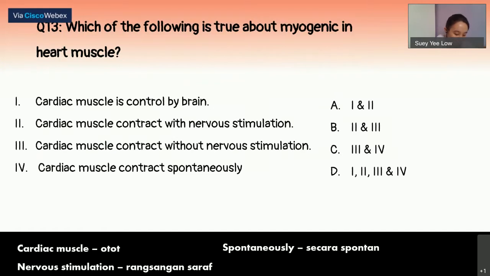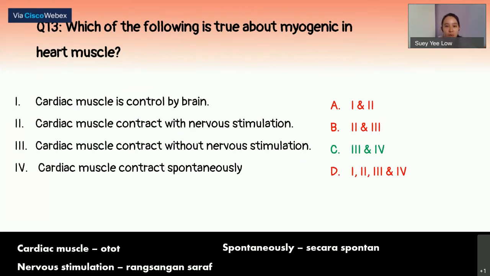So which one will be the answer? Okay, let me tell you, the answer will be C, 3 and 4. Because it's not controlled by the brain, of course, the brain will not send the nerve impulse there. So the cardiac muscle contracts without nervous stimulation and it will contract spontaneously.